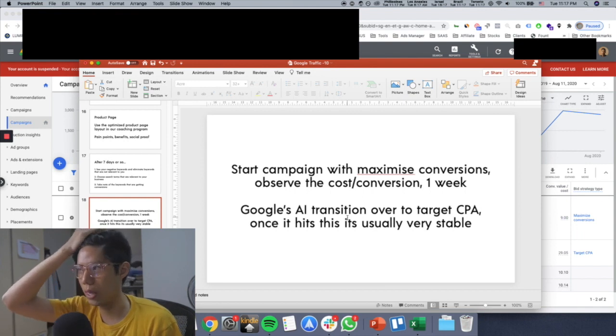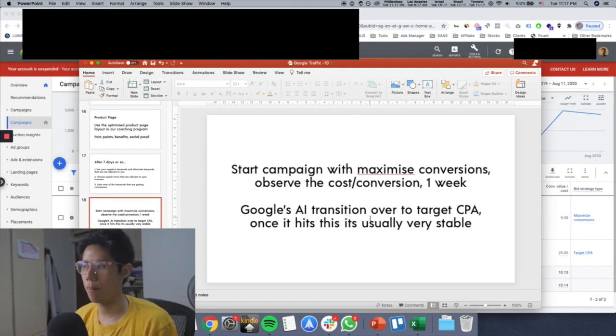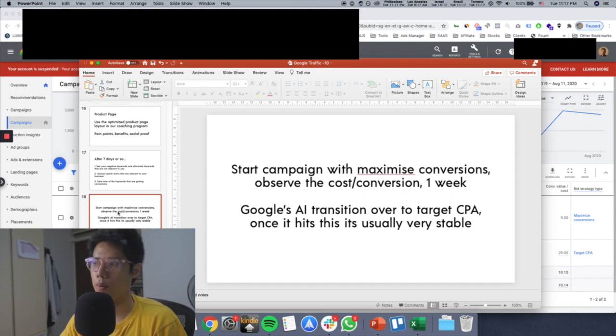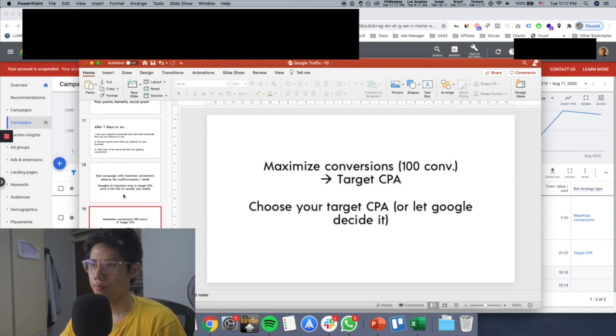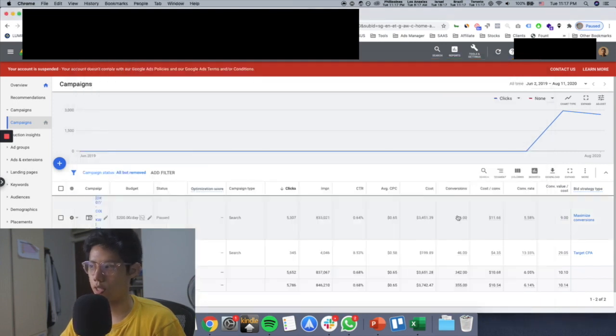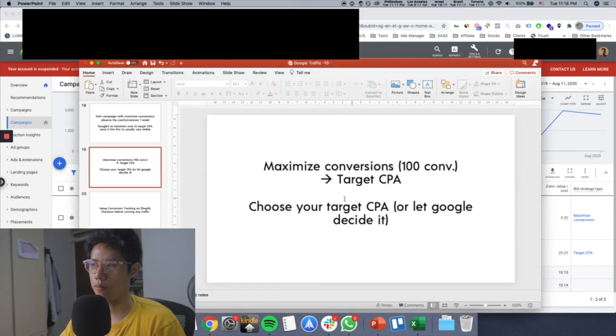We can go to target CPA. So we change the bid strategy from maximize conversions to target CPA, and once that happens, Google's AI is very, very stable, especially at scale. Yeah, I like that about Google. So just to visualize for you, you take maximize conversions first. Once you get about 100 conversions or so, you can see here there are 296, so it's more than enough to get the ball rolling.